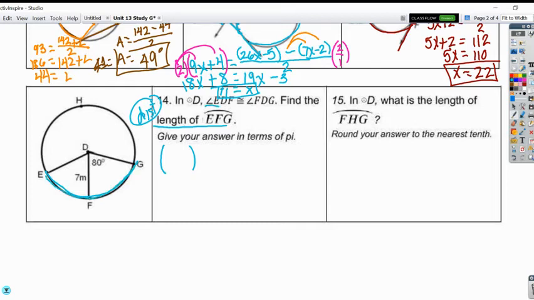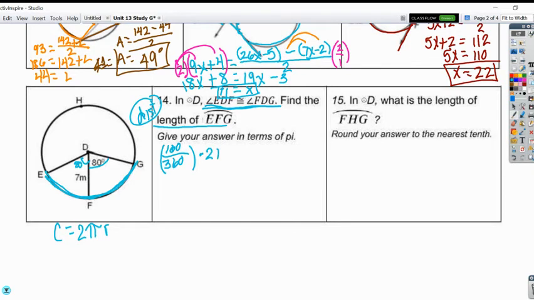We had been told that angle EDF was congruent with angle FDG. So the 80 degrees is congruent again with another 80 degrees. So how many degrees are in this arc? Add those two together. That's 160 out of the possible 360 for a circle. And then you multiply by the circumference. Circumference, of course, you remember, or you looked up, is equal to 2 pi r.